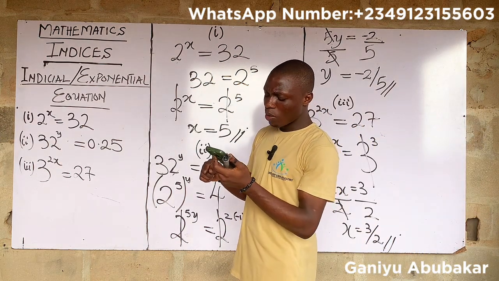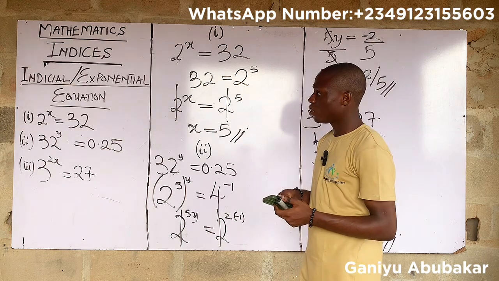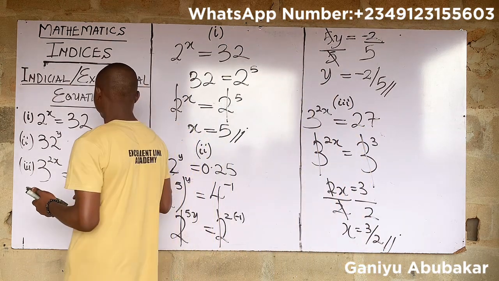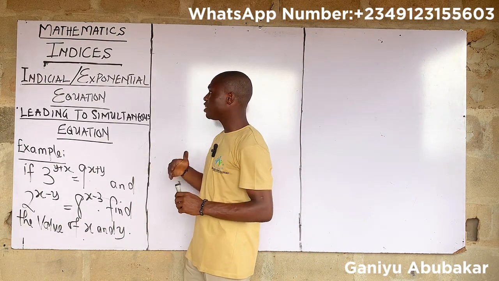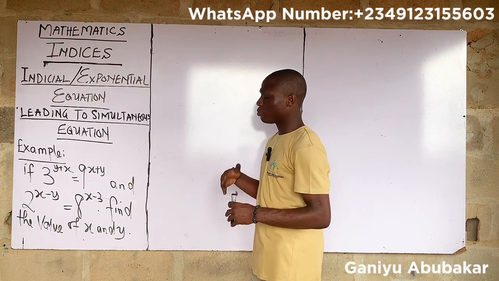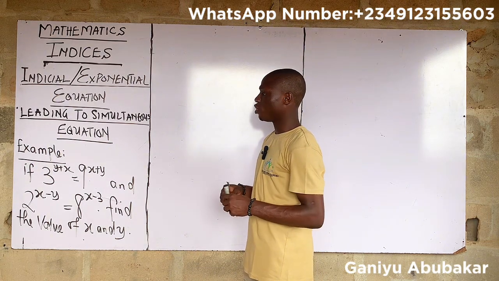So leading to linear simultaneous equation. So let's see how that works. All right, let's look at indicial equation or exponential equation leading to simultaneous equation.